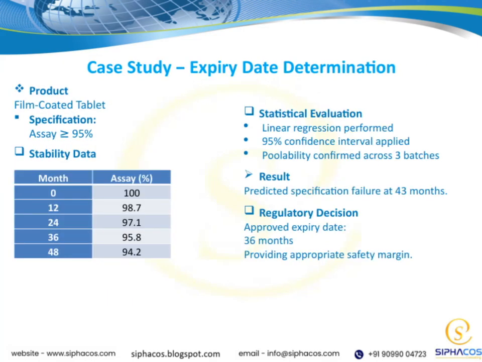Let's look at how we used statistical evaluation to determine the expiry date for this film-coated tablet. We ran a linear regression on stability data, applying a 95% confidence interval to ensure accuracy. Poolability across 3 batches was confirmed, meaning the data sets could be combined reliably. The model predicted a specification failure at 43 months, but the regulatory decision set the approved expiry at 36 months, providing a solid safety margin. This approach balances science and safety in determining shelf life.